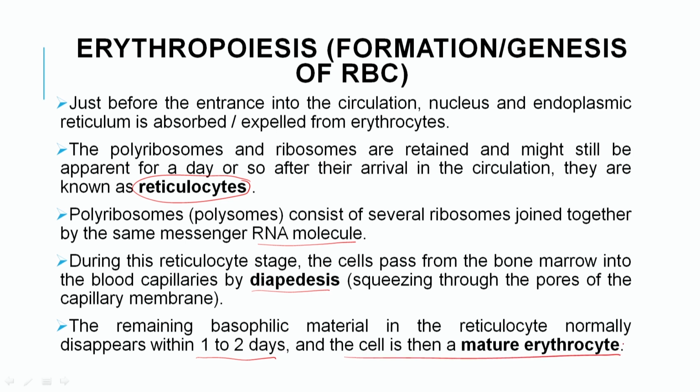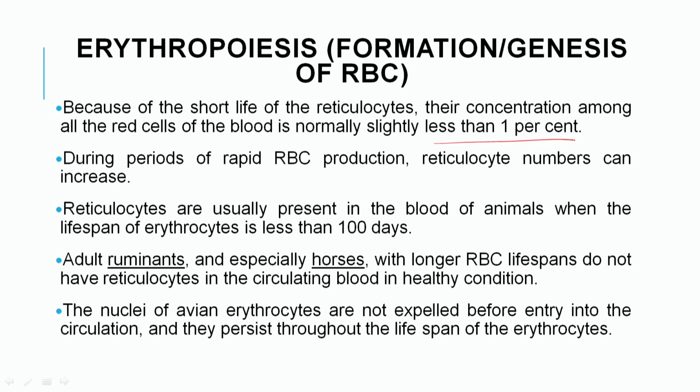The remaining basophilic material in the reticulocytes normally disappears within 1 to 2 days, and the cells are then called mature erythrocytes. Because of the short life of the reticulocytes, their concentration among all the red cells of the blood is normally slightly less than 1%. During periods of rapid RBC production, reticulocyte numbers can increase. Reticulocytes are usually present in the blood of animals when the lifespan of the erythrocyte is less than 100 days.